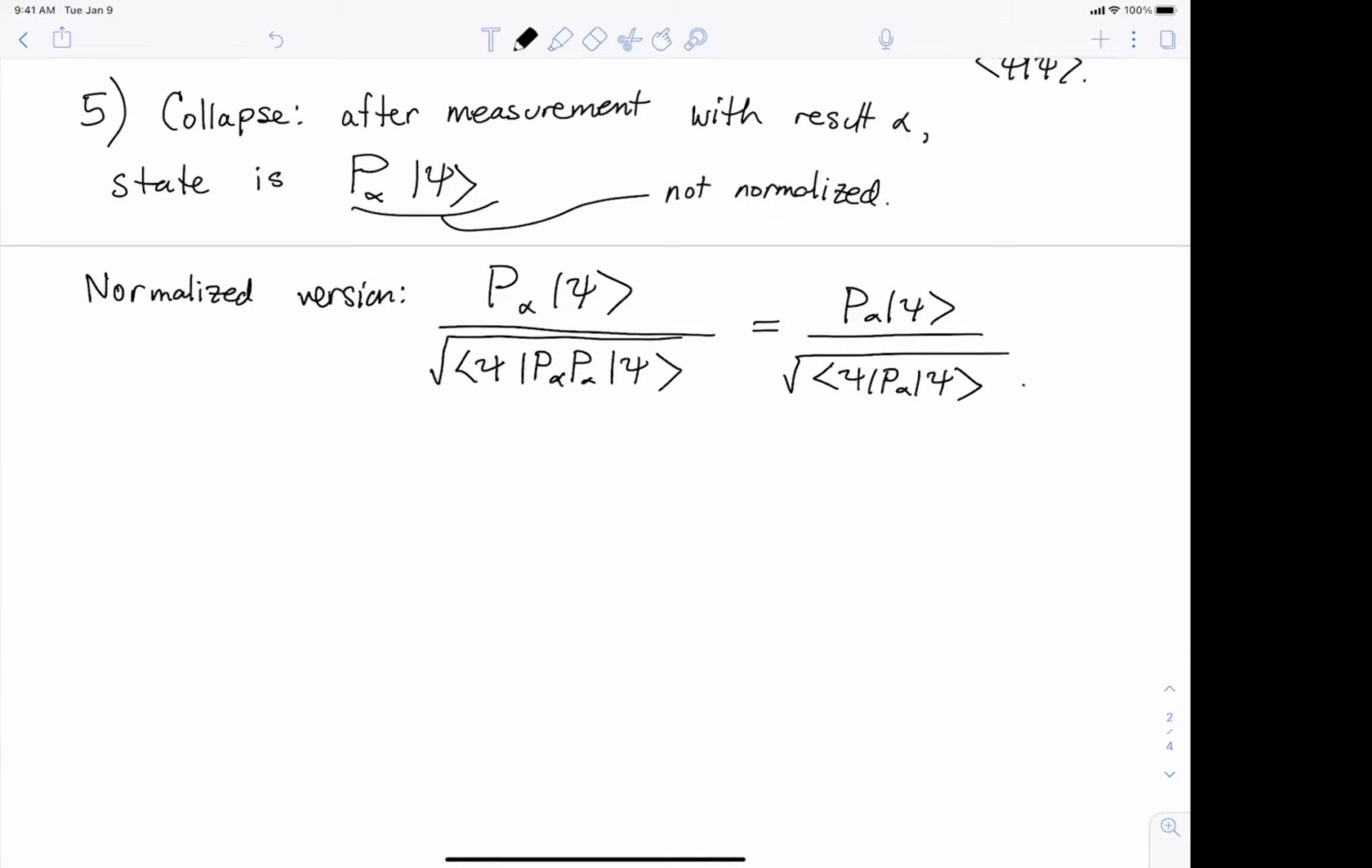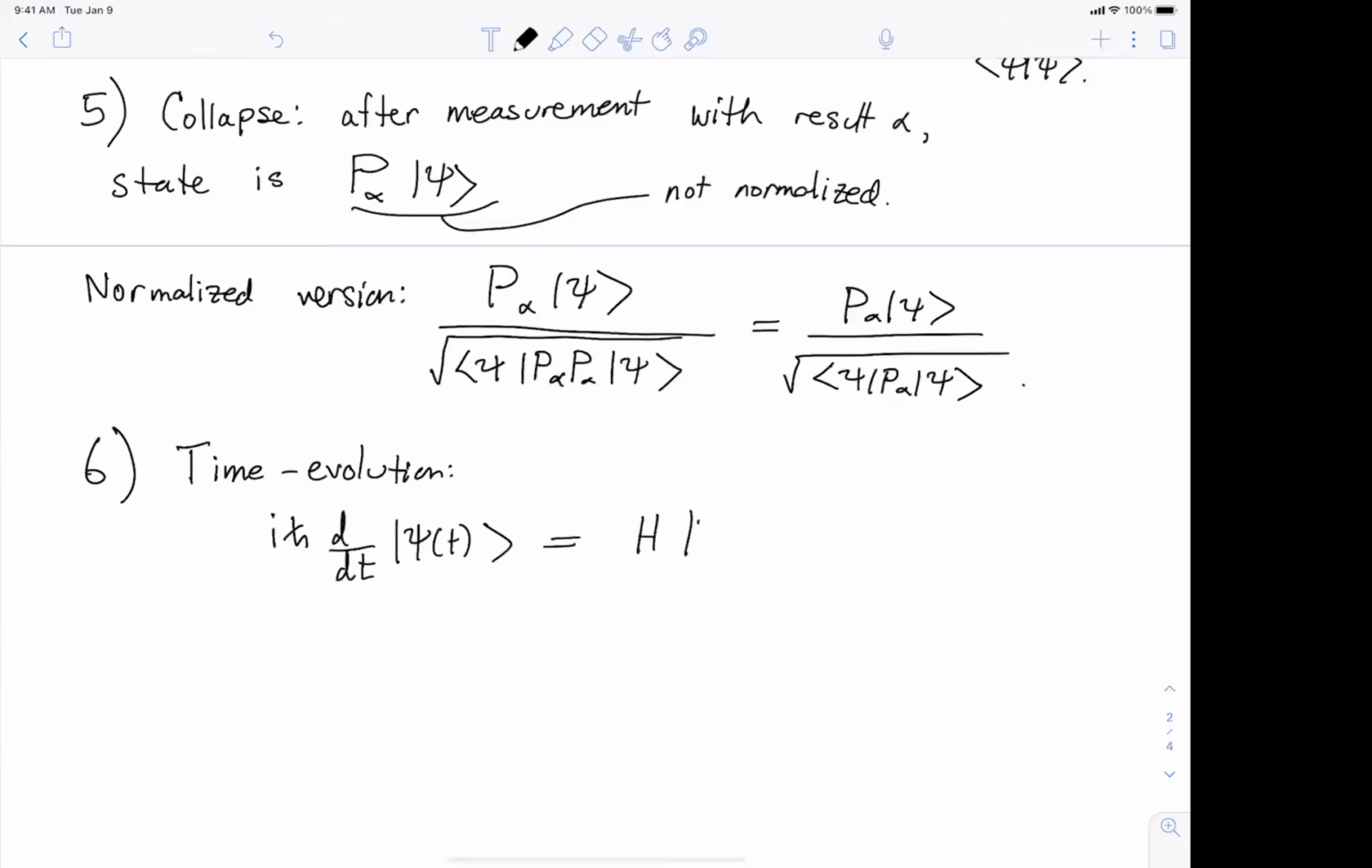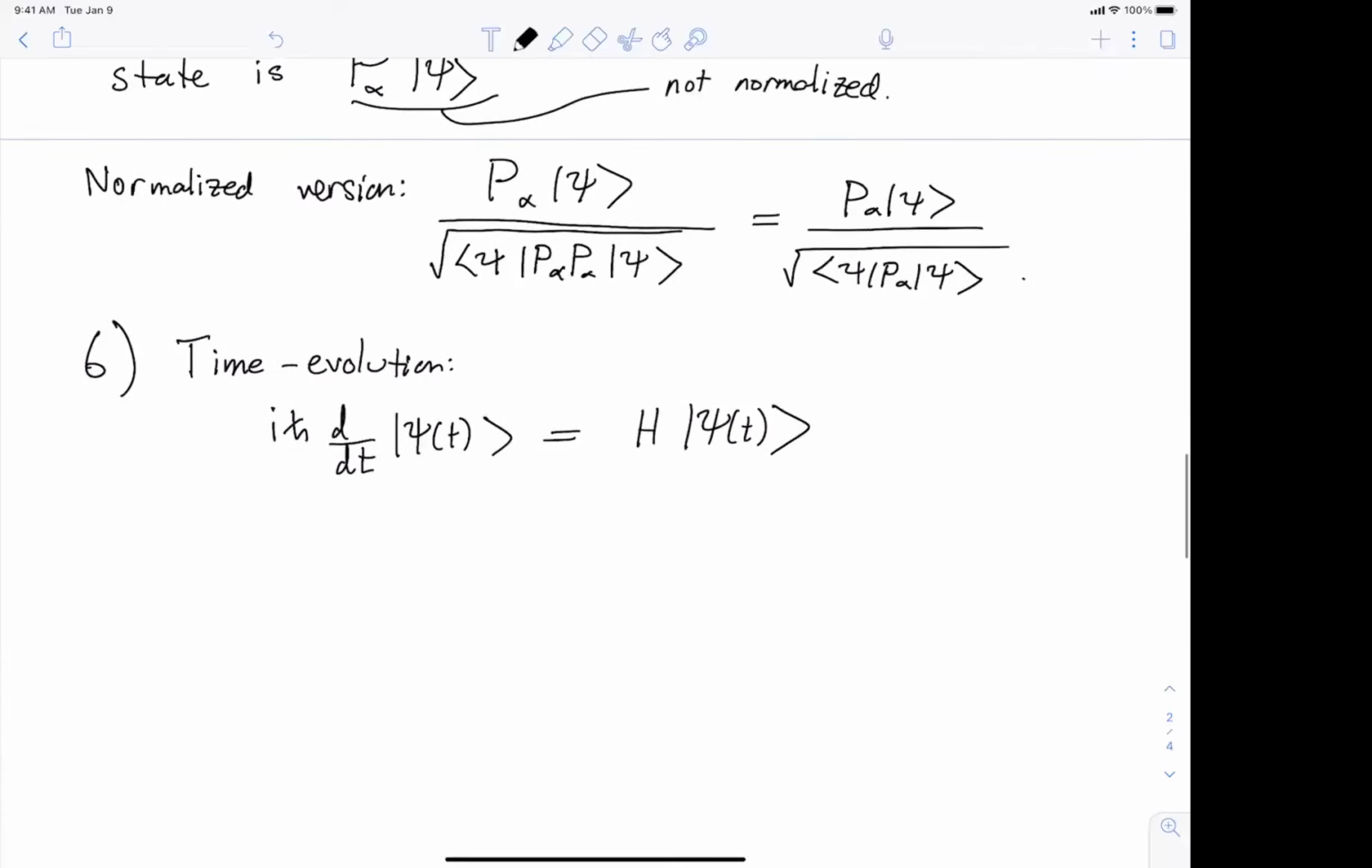Okay, and then the last postulate has to do with time evolution. It says the state just obeys a differential equation: i hbar d/dt of psi of t is equal to something called the Hamiltonian acting on psi of t. You could ask, what's the Hamiltonian? It's sort of a circular definition, but the Hamiltonian is whatever makes this equation true.